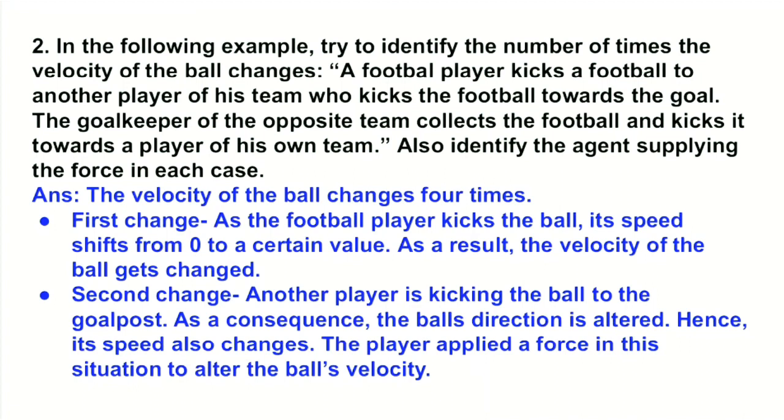Solution. Here, the velocity of the ball changes 4 times. The first time, as the football player kicks the ball, its speed shifts from 0 to a certain value. So here the velocity gets changed. The agent here is the football player. The second time is when another player kicks the ball to the goal post. The ball's direction as well as its speed changes. Here the agent is the other player.